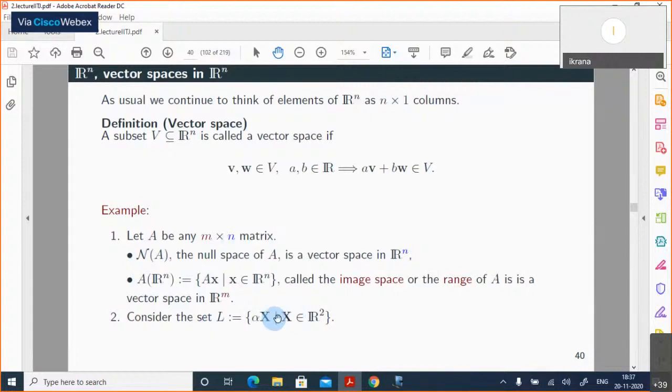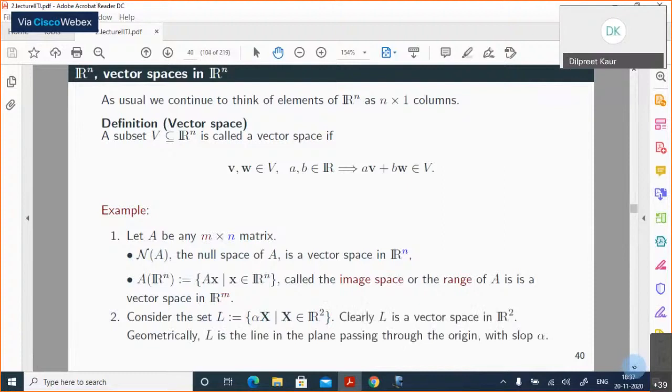If I take alpha x with x in R3, that will give me a line in R3. And we can have a line in Rn. If I take x in Rn, we can define lines in any Rn that way. Okay, great. A line passing through the origin, alpha x.